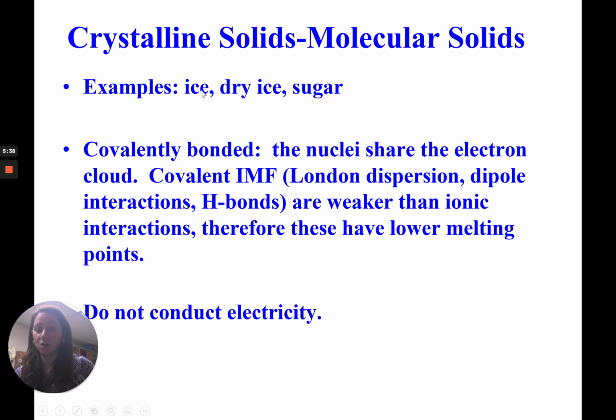So ice, we already know that water has a pretty low melting point. It's already a liquid at room temperature. Dry ice, which is CO2, has already melted and vaporized at room temperature. Sugar is a solid at room temperature, but we can very easily melt it. And so they have very low melting points compared to ionic substances. Also, because you don't have any positives or negatives, those do not allow for conductivity of electricity at all.